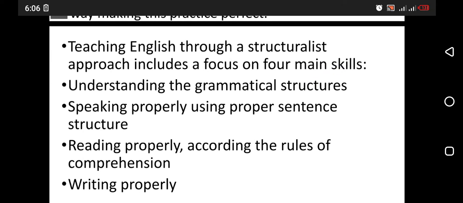Teaching through a structuralist method also greatly emphasizes the four skills as we have previously discussed. First of all, understanding the grammatical rules, meaning listening to these rules, and then speaking properly using the proper sentence structure, and then reading properly according to the rules of comprehension, and then writing properly. These are the basic assumptions that need to be followed in a structural class, but there is more emphasis on oral communication.